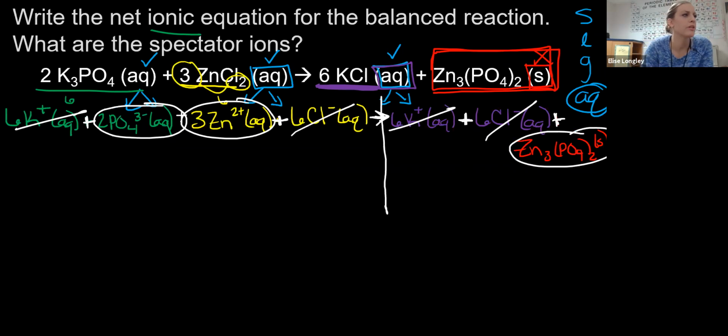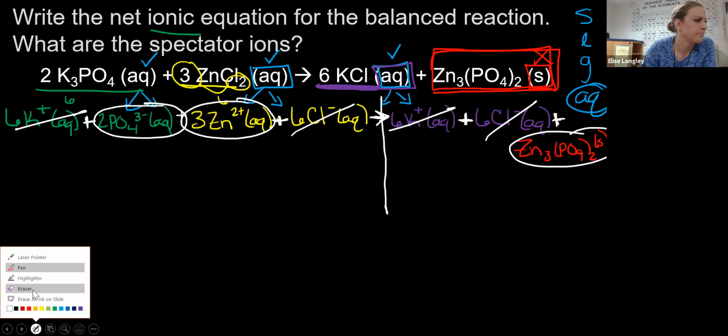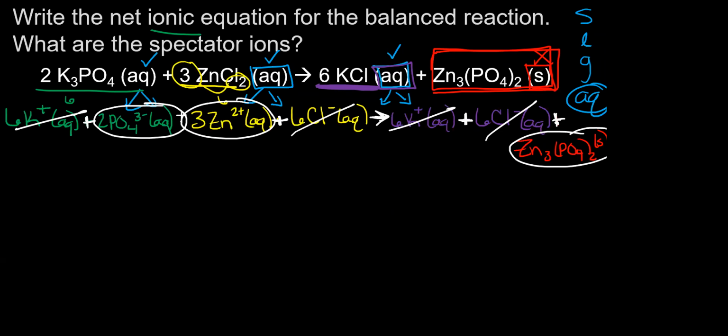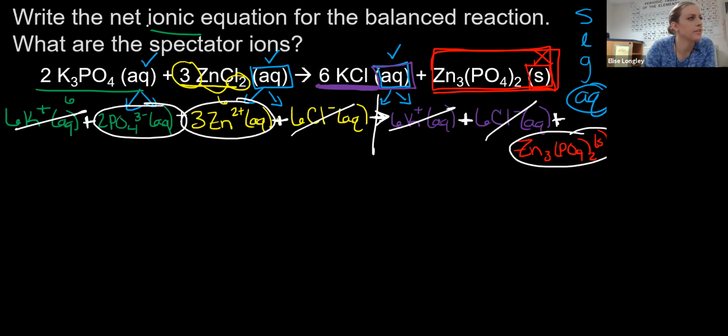So how would you write your net ionic equation here? Go ahead, Corey. You would write the different ions, I guess, that you had. That's left over, hence the word net. Yeah. So what is it? What is the net ionic?